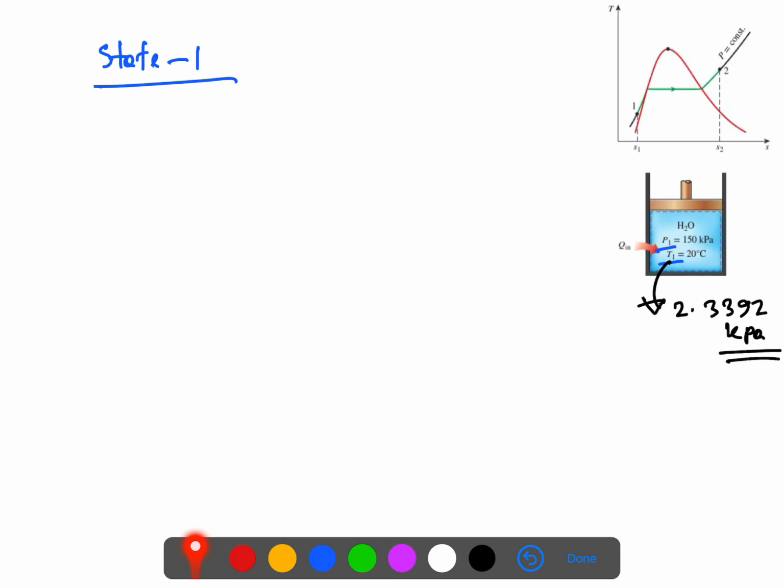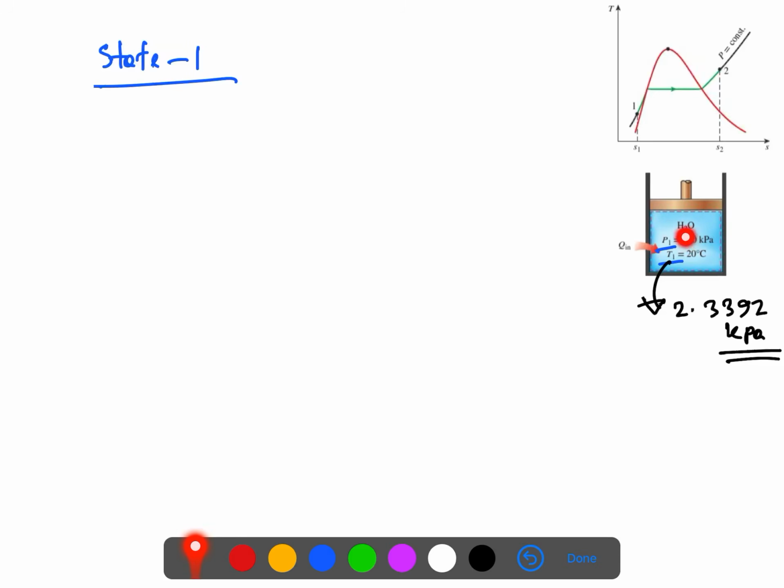So according to the theory, the property table, the initial state pressure is 150 kPa, so saturation should start at this pressure, but we see this is at 150 kPa. So what it means is that it is actually greater than the saturation pressure. So we can say that water exists as a compressed liquid at the initial state, since the pressure is greater than the saturation pressure.